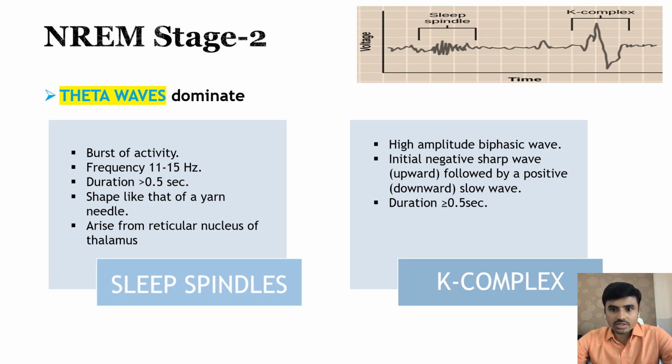Likewise, K complexes are high amplitude biphasic waves. There is an initial negative sharp wave followed by a positive slow wave. The duration will be more than 0.5 seconds.